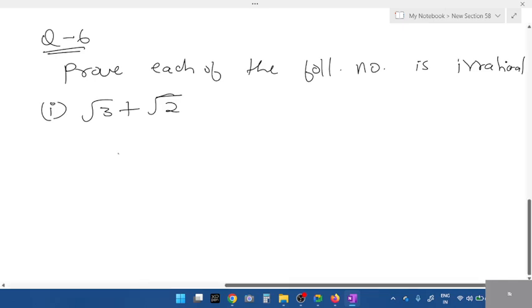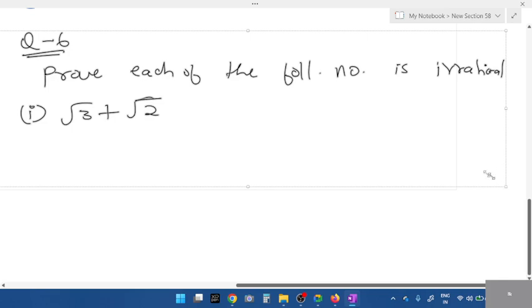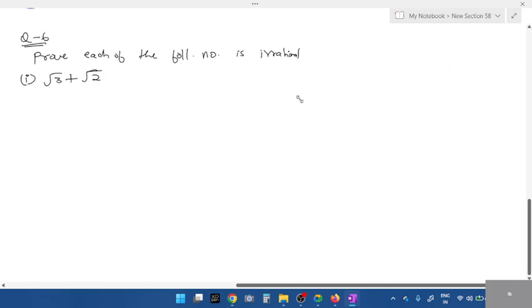You can't just write it's not a perfect square. We need to prove. So whenever they ask you a proving question, if it is just an MCQ question, you can write it is not a perfect square. Okay, you can just write irrational. But when they ask us to prove, you're supposed to write it like this. Root 3 plus root 2, you have to take it as x.